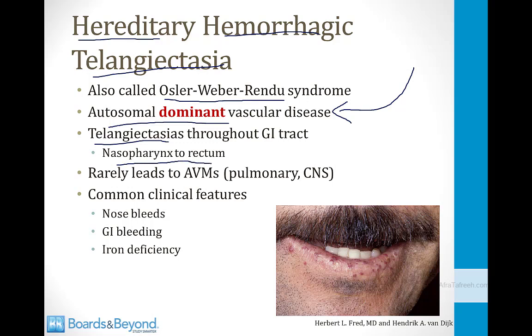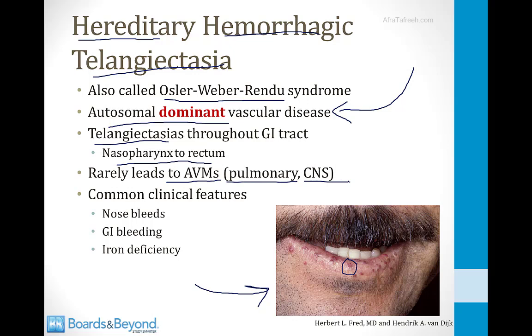And as I said before, telangiectasias are small dilated capillary beds, but they're very similar to the angiodysplasia we saw in the last slide. And this is a picture of a man who has hereditary hemorrhagic telangiectasia, and you can see that he has telangiectasias on his lips, and these patients can get them anywhere from their nose to their lips to the rectum. Rarely, this condition leads to the formation of AVMs, which are arteriovascular malformations. These are large clumps of blood vessels that can develop in the pulmonary vasculature or in the brain.